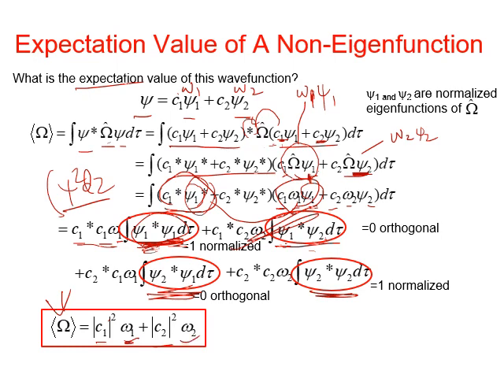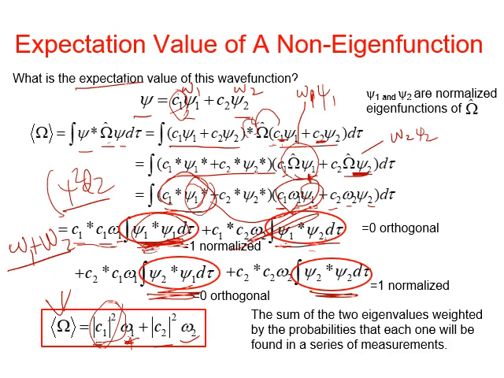So the interesting thing is that the average value is not simply the sum of the two eigenvalues, omega 1 plus omega 2. That's not the case. Instead, it's a weighted average sum. C1 is the coefficient in this equation. This C1 squared tells you how much contribution comes from psi 1. Omega 1 belongs to psi 1. So the sum of the two eigenvalues weighted by the probability that each one will be found in a series of measurements is the weighted mean of a series of observations.